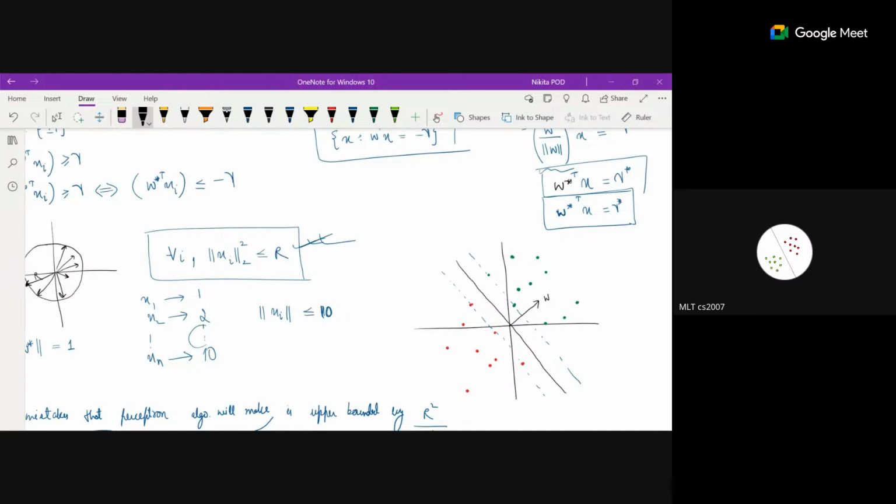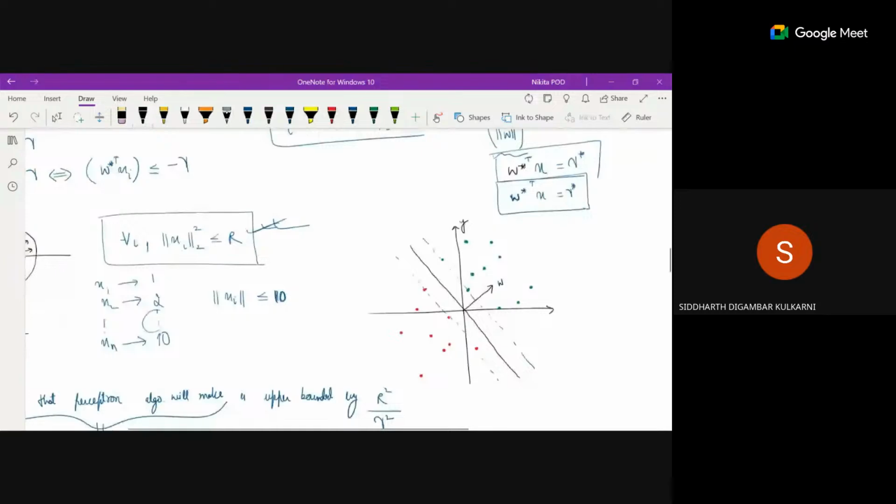Can you see this? I'm not able to see your screen. You're not able to see my screen? There must be some issue. Hold on, now it is visible. Yes, now it is visible. So you are saying that I draw another line like that? Yes, yes.